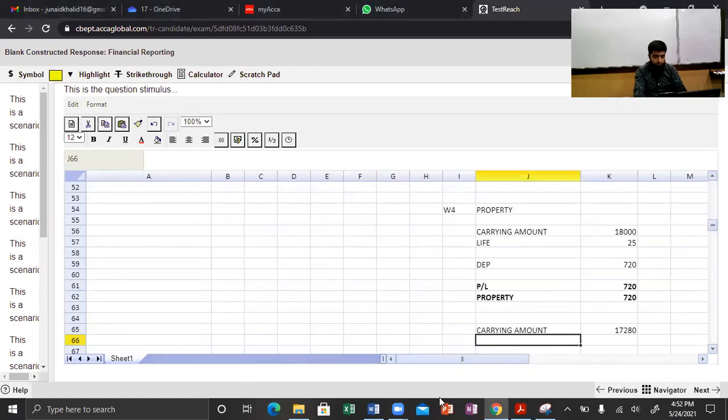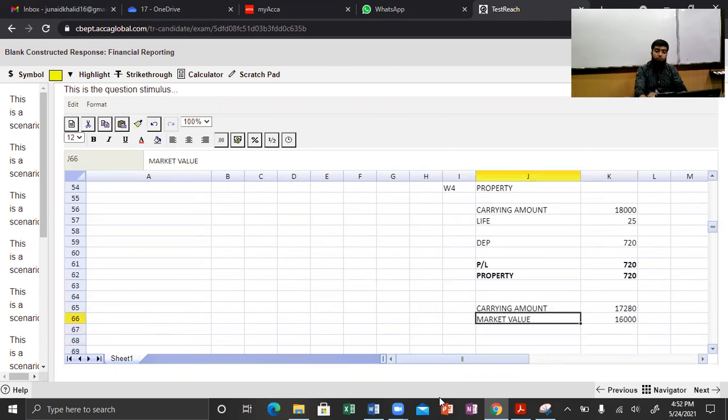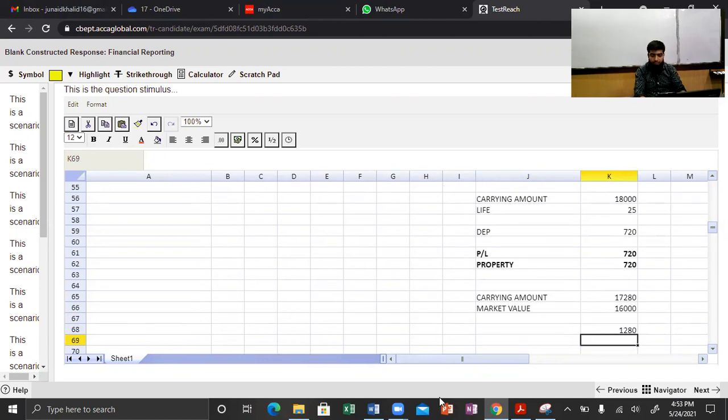That is the market value, 16,000. So market value is 16,000. Carrying amount is 17,280. Market value is 16,000. It means there is no upward revaluation but a downward revaluation. There is a downward revaluation as the value of the property is decreased by 1280.